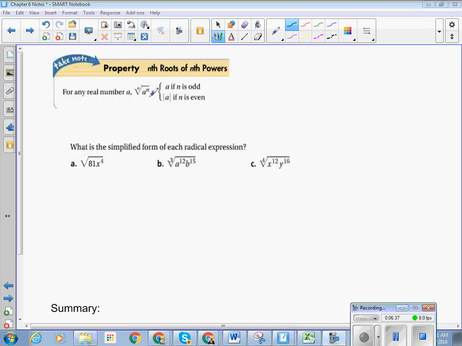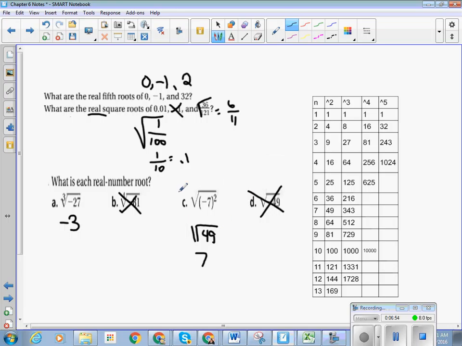So if I have a base of a, it's being raised to the nth power and also having the nth root taken, it's going to be equal to a if n is odd. It's going to be equal to the absolute value of a if n is even. And that's just like C from the last problem that we explored. When we had negative 7 squared and then square rooted, we got positive 7.